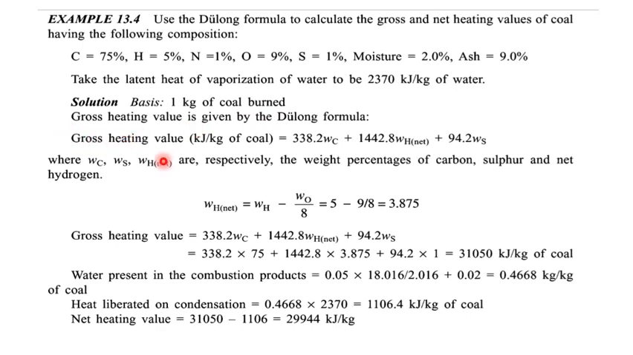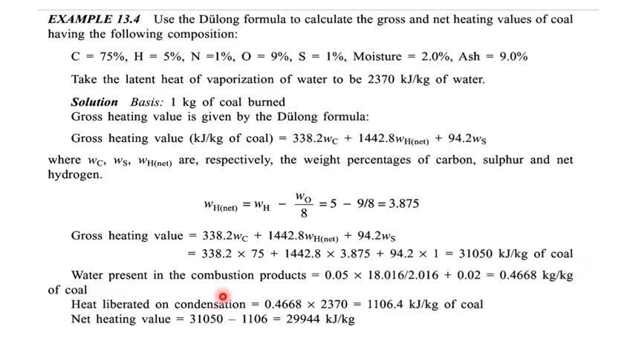So the gross heating value according to Dulong's formula is given here, and if we substitute, we will get 338.2 into 75 plus 1442.8 into 3.875, which is the Wh net, and Wh net we will get from the above equation as Wh equal to 5% minus Wo equal to 9%, 9 by 8, equal to 3.875, plus 94.2 into Ws equal to 1%. So we will get 31050 kilojoule per kilogram of coal.